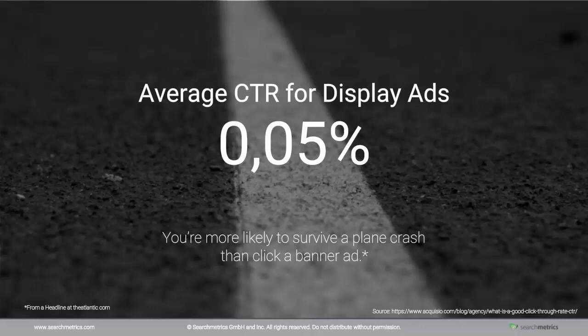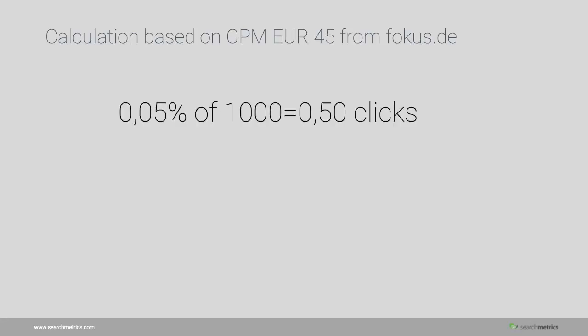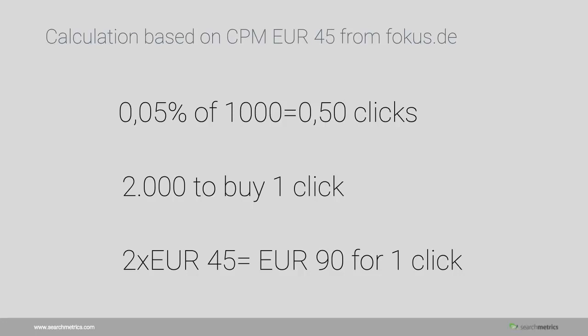Yeah, if I were the managing director of a publishing house or any company, I would do this calculation. So what I did here is I took the CPM, the cost per mille, from Focus.de, a big publishing site here in Germany, which is 45 euros. So 45 euros for 1,000 impressions, okay? So that means that out of these 1,000 impressions with a click-through rate of 0.05, you get just a half click, meaning you need 2,000 impressions to buy one click, which means at the end you need to pay 90 euros for just one click, and this click didn't convert yet. It's 90 euros for just one click, which is crazy.